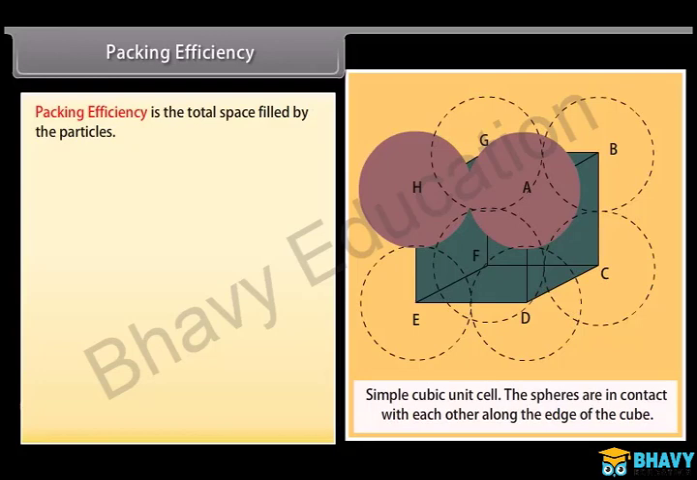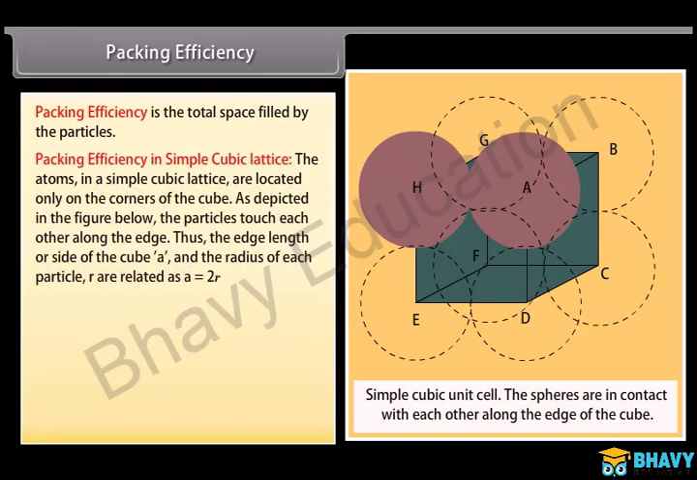Packing efficiency. Packing efficiency is the total space filled by the particles. Packing efficiency in simple cubic lattice. The atoms in a simple cubic lattice are located only on the corners of the cube. As depicted in the figure below, the particles touch each other along the edge. Thus, the edge length or side of the cube a and the radius of each particle r are related as a = 2r.